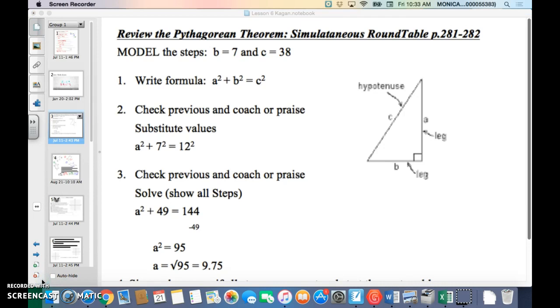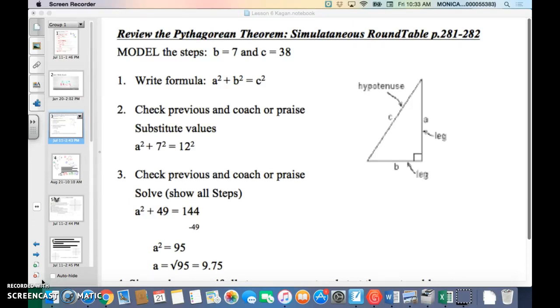So what we're going to do is I'm going to model the steps for you, and then you're going to do an activity in your groups in a simultaneous round table. The first thing you're going to do is write the formula a squared plus b squared equals c squared. So whoever the first person is, they're going to do that. Then you're going to check to make sure they wrote the formula correctly. And then the second player is going to substitute values.